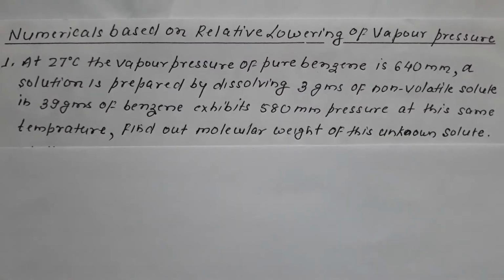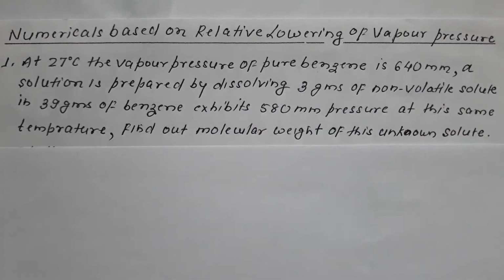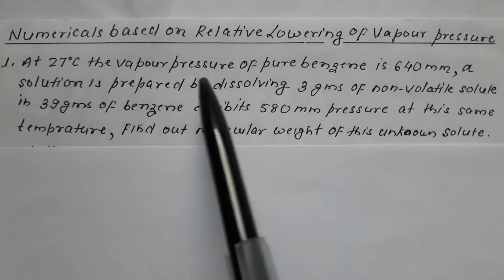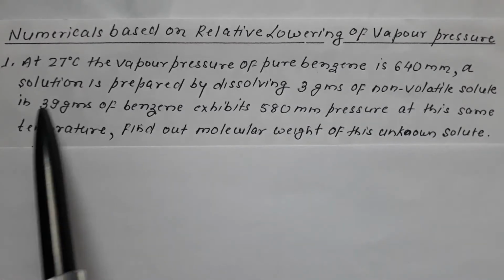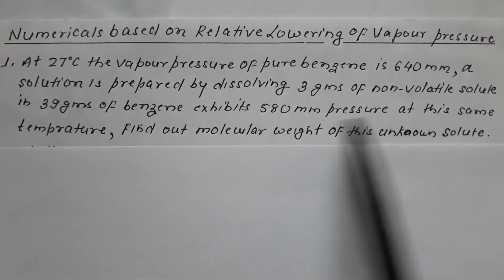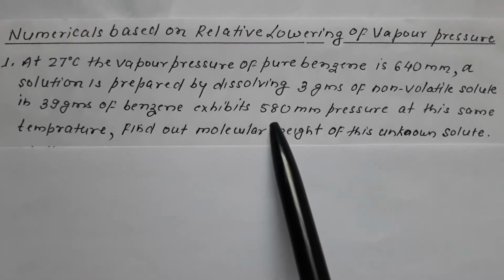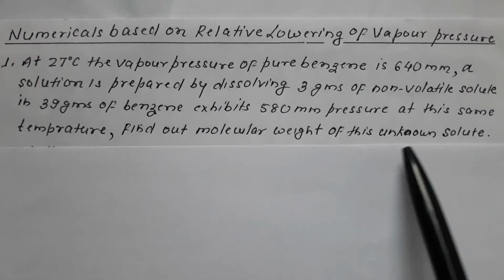Welcome dear students. We are dealing with the numerical based on relative lowering of vapor pressure. Suppose a question goes: at 27 degrees centigrade, the vapor pressure of pure benzene is 640 mm. A solution is prepared by dissolving 3 grams of non-volatile solute in 39 grams of benzene, and it exhibits a vapor pressure of 580 mm at the same temperature.